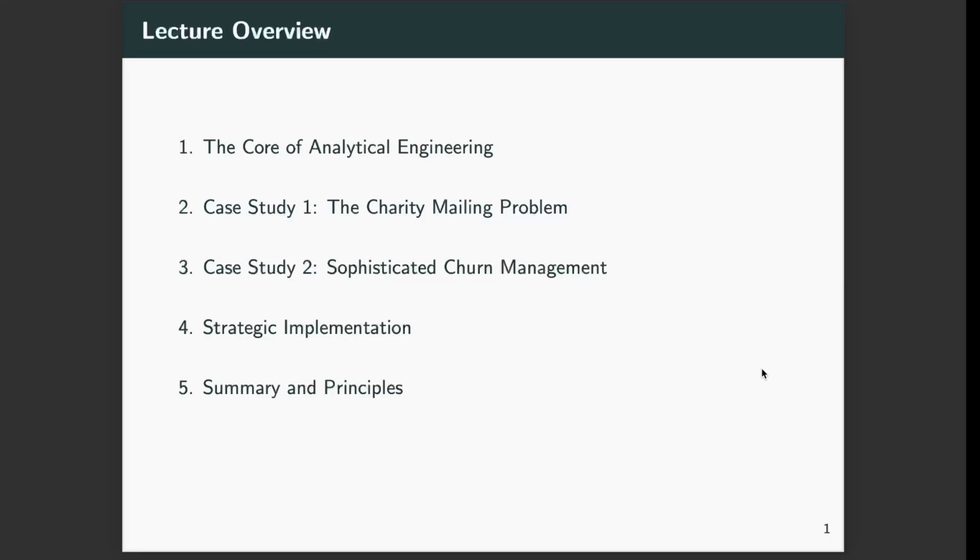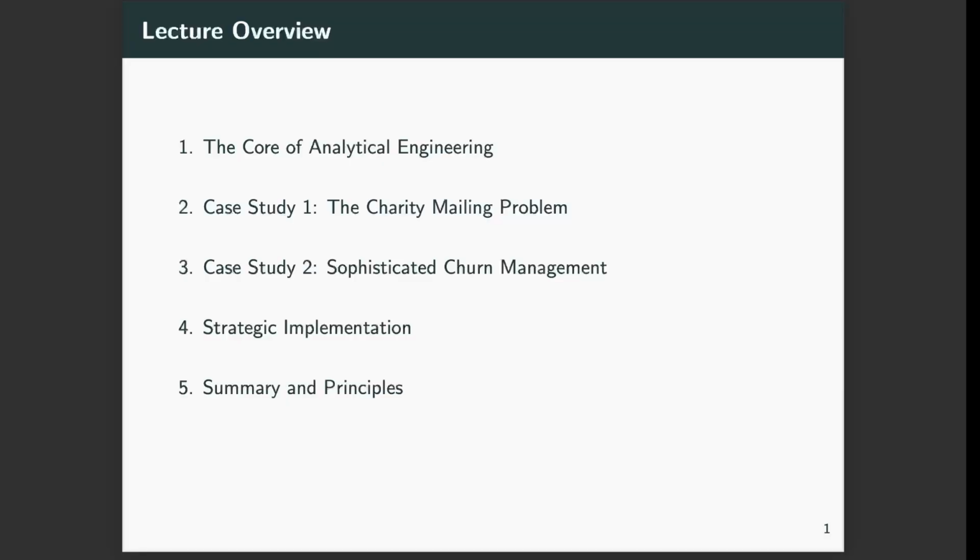Let me first walk you through our agenda for today. We have 5 major sections structured carefully to build on each other. We will begin with the core of analytical engineering, where we define what this discipline actually is and introduce the expected value framework, which is the mathematical backbone of almost every engineering solution we will discuss.